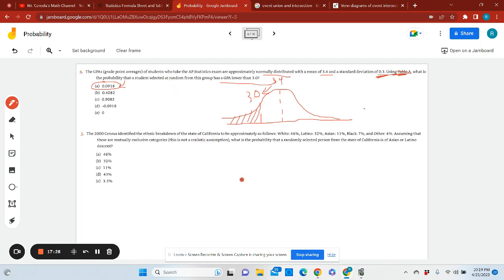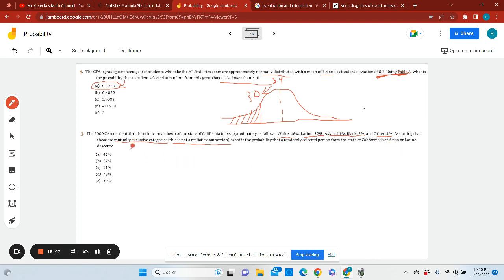All right. Then we want to look at the one underneath. The 2000 census identified the ethnic breakdown of the state of California as approximately 46% white, 32% Latino, 11% Asian, 7% Black, and 4% other. Assuming that these are mutually exclusive categories, and this is not a realistic assumption, what is the probability that a randomly selected person from the state of California is of Asian or Latino descent?